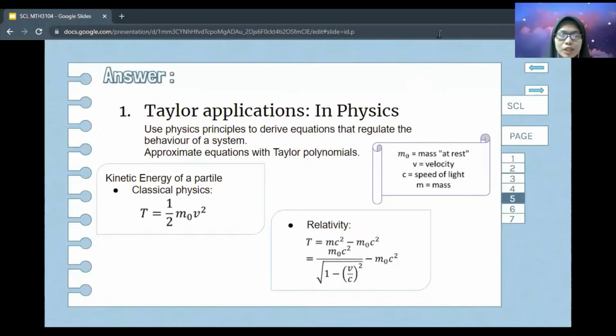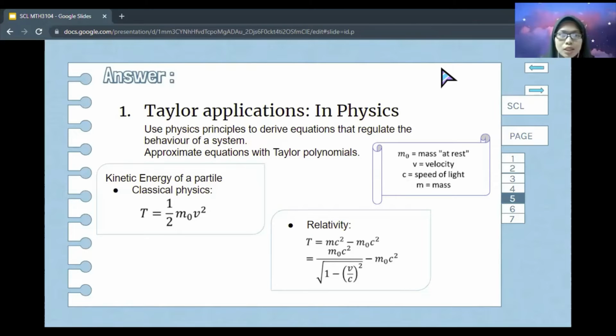So Taylor applications in physics. One of the major uses of Taylor series is to approximate complicated functions with easy polynomials, and this happens more often in physics. We use physics laws, principles and reasoning to derive equations that regulate the behavior of the system. But those equations are too complicated to do anything useful with. So instead, we approximate those equations with Taylor polynomials, and we can draw all kinds of conclusions.